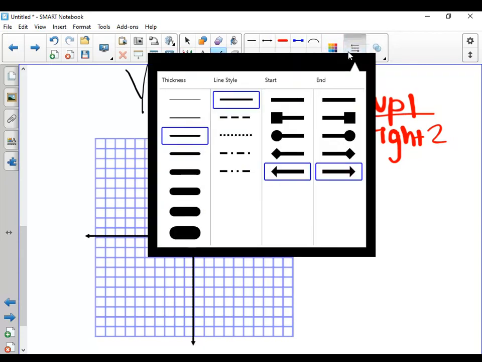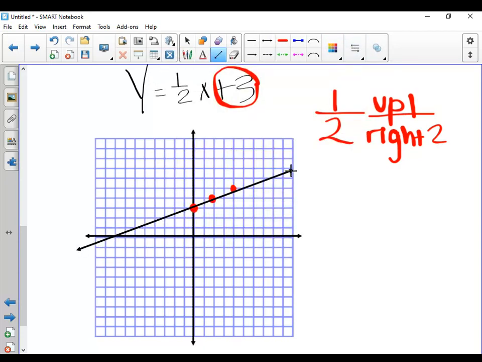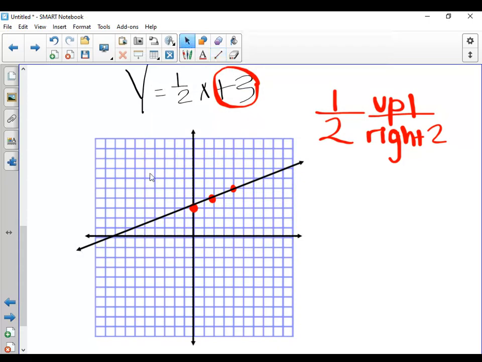You can use your planner or just another piece of paper. But remember, your line doesn't just connect the points. Your line goes through your entire paper. Like your entire graph, I mean.